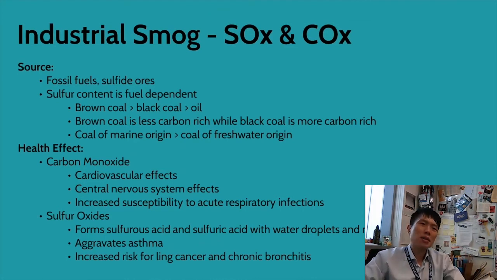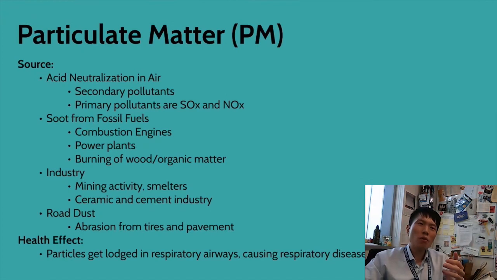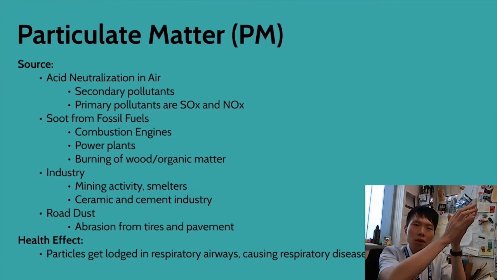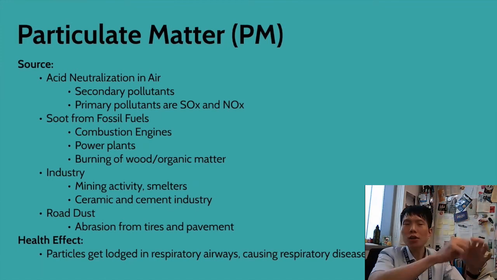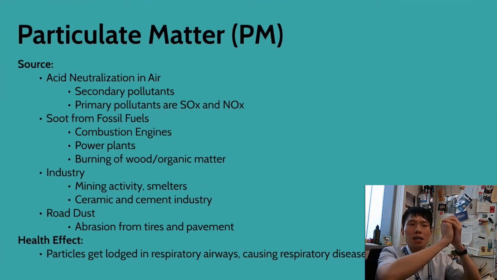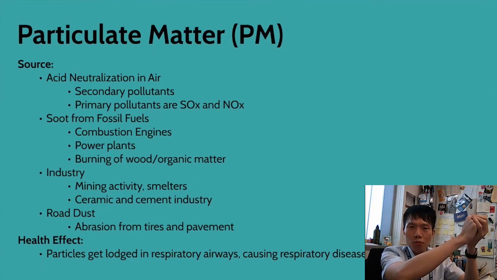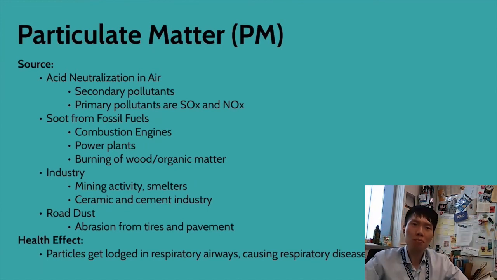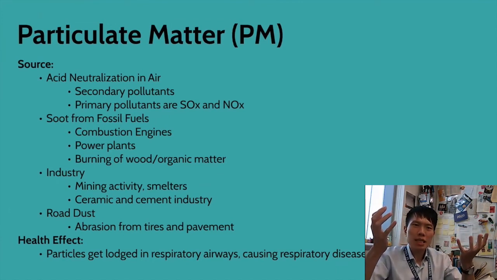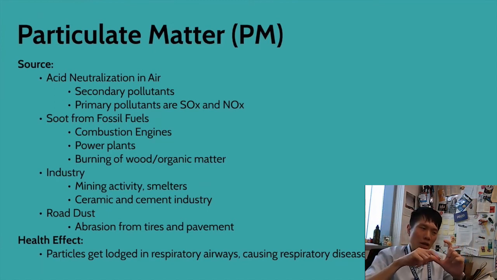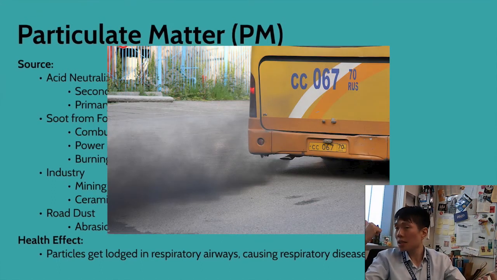Now the next part is on particulate matter, the PM. So there are many sources of PM, right? Firstly, it comes from the acid neutralizations in the air, where they exist as secondary pollutants from their primary pollutants, being the sulfur oxides and nitrogen oxides. Remember, the primary pollutants are evolved, and then when they undergo further chemical reactions, they become the secondary pollutants. So these SOx, NOx, they exist from the soot, just pure carbon, from the fossil fuels coming from combustion engines, even power plants.